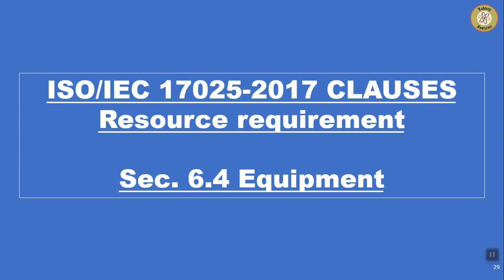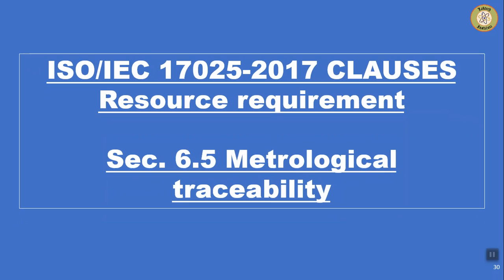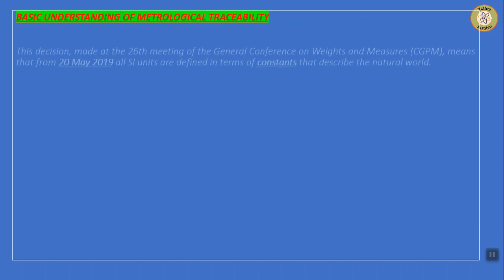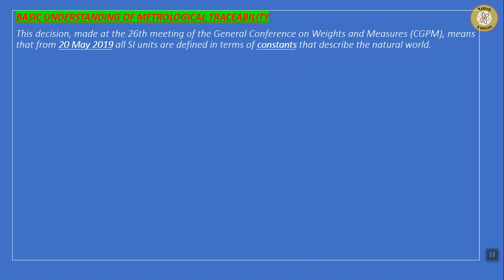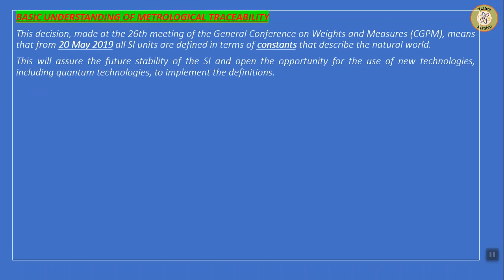So then the next section is 6.4, equipment. 6.5 is metrological traceability. This metrological traceability is again a very interesting and very specific subject in laboratory accreditation. This basically calls for traceability to the International System of Units, so SI units. Maybe some of you know that SI units underwent a major change on 20th May 2019, which is World Metrology Day also.